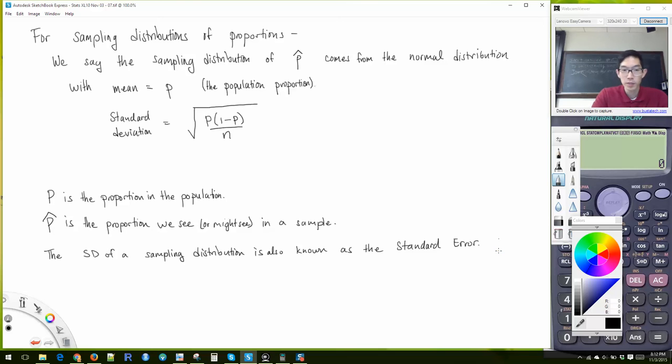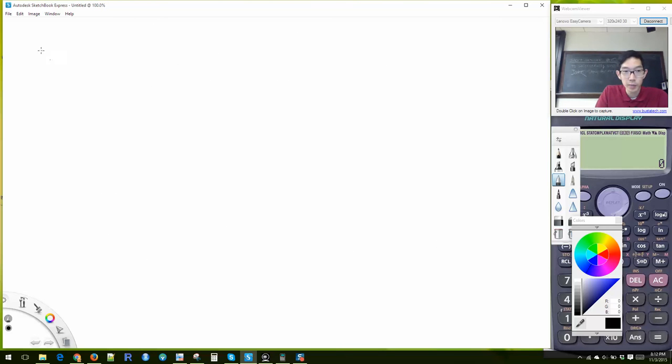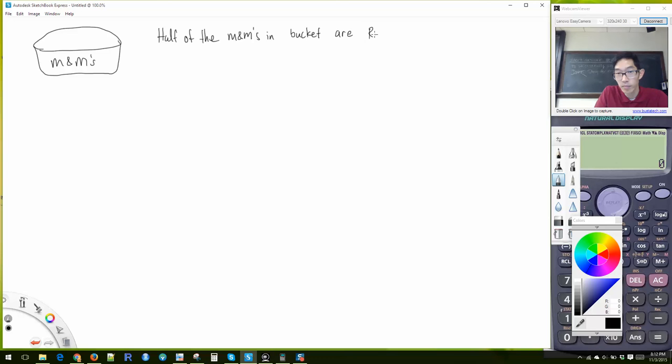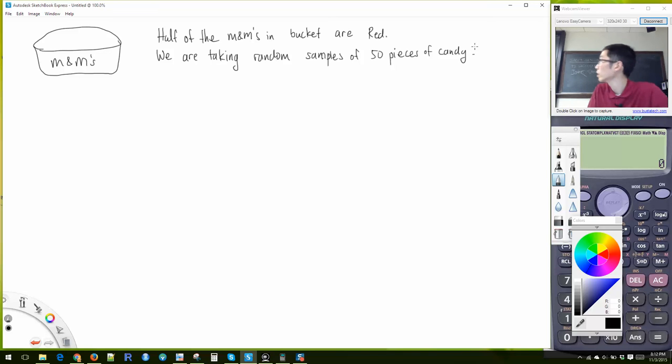Okay. So let's use this for our M&M's example again. Okay, so here I've got the giant bucket of M&Ms, and we say half of the M&Ms in the bucket are red. Okay, and we are taking random samples of 50 candies, of 50 pieces of candy. Okay. So what is the sampling distribution of P hat?